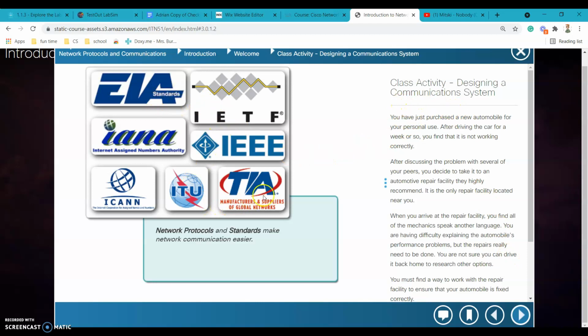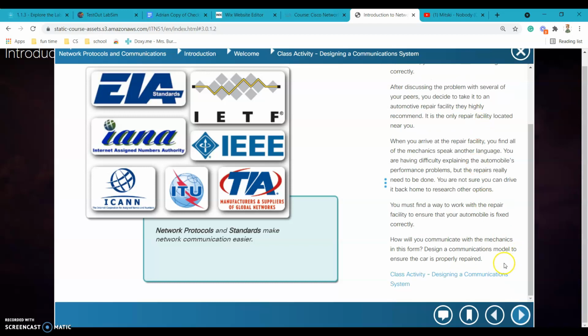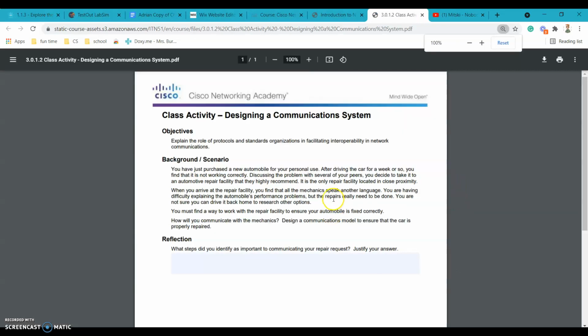We talked a little bit about your different network communication systems, how to use it. We did a little activity, gave you a scenario, and then you had to answer what you identify as important to communicating in your repair requests.